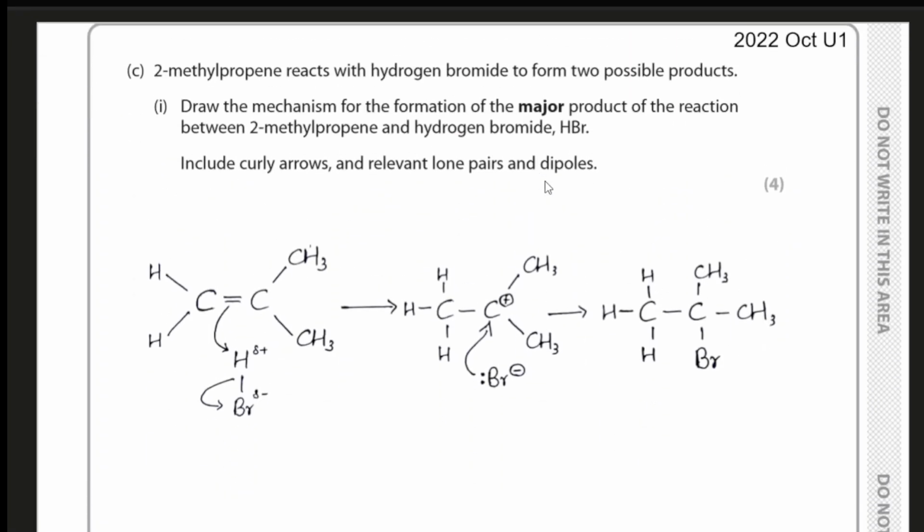The next part says 2-methylpropene reacts with hydrogen bromide to form two possible products. Draw the mechanism for the formation of the major product of the reaction between 2-methylpropene and hydrogen bromide. And they told you to include the curly arrows.